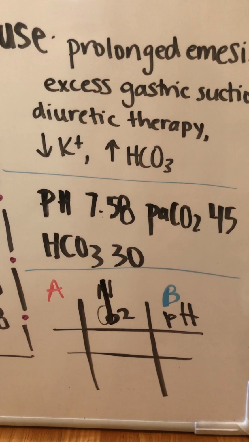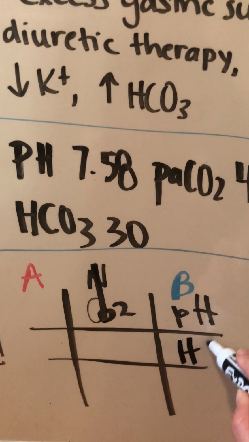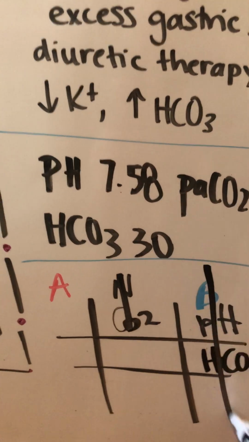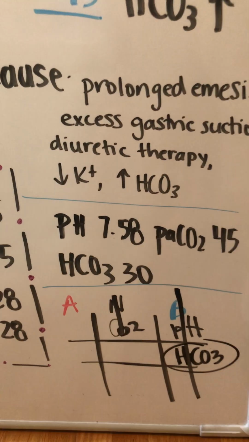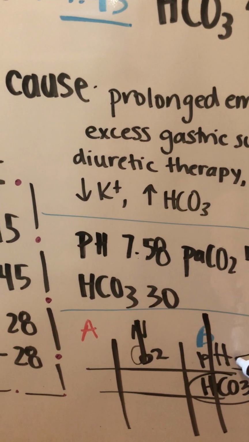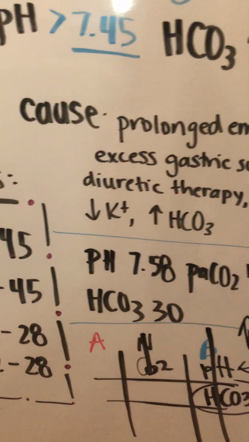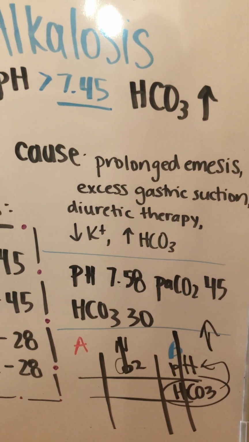And our bicarb is 30, which is outside of the normal range. Okay, so we know our bicarb goes here. We have a tic-tac-toe. And so that means we know that bicarb is the cause. So that means it's metabolic, causing the pH to go out of balance. The pH is high, so we know that it's a metabolic alkalosis.